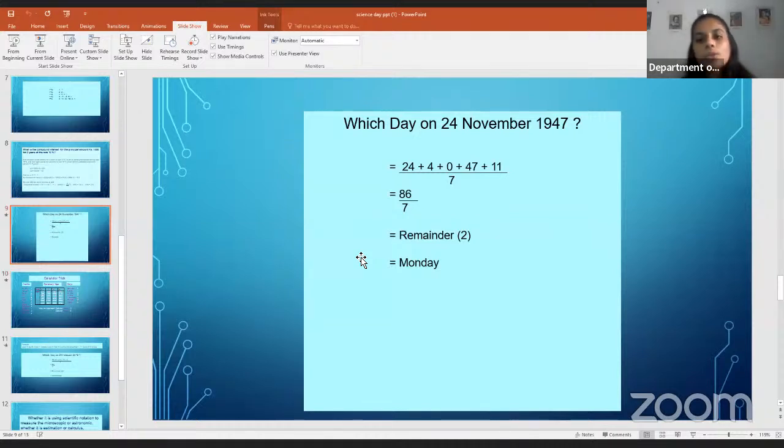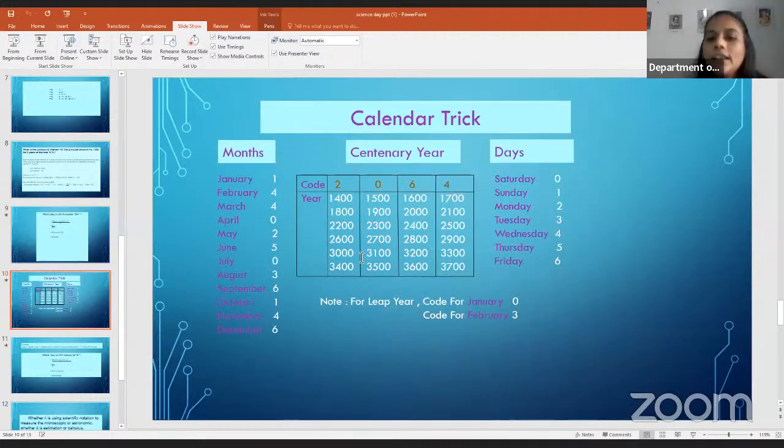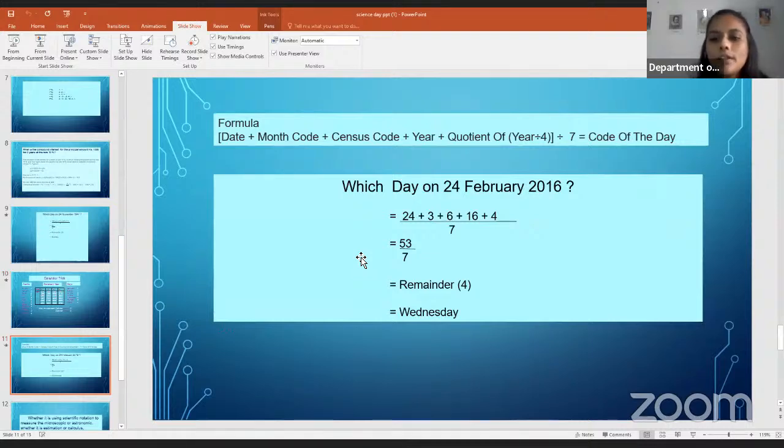Okay, so this is the trick. The table for the century years, we can easily remember, because it is less, and we can easily remember these year codes and all the codes. So it is easy to find out the particular day on the particular date. Now 1947 is not a leap year, right? But what if we have a leap year? Suppose we wanted to find out the day on the 24th of February 2016.